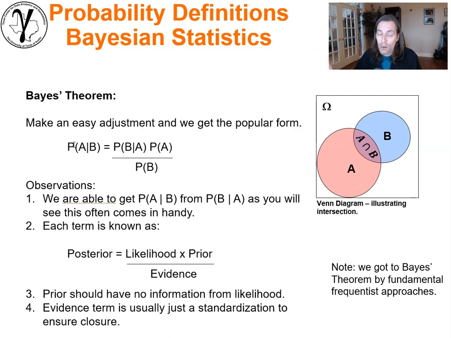We are fooling ourselves at that point. The evidence term is usually just a standardization. It forces closure on the posteriors such that, in other words, the sum of the probabilities, or integration of the probabilities in the continuous case, is equal to 1.